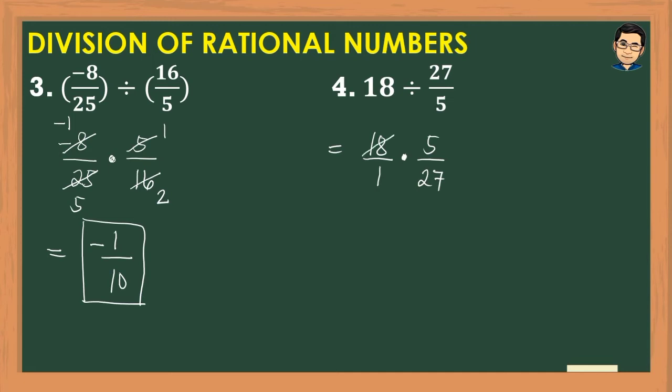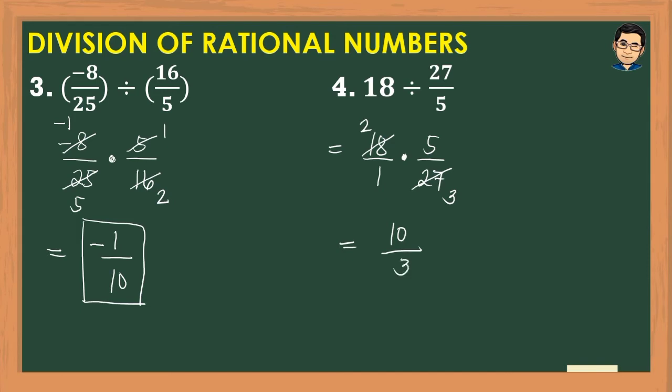So 18 will become 2. And then 27 will become 3. So remaining factors, so we multiply them. 2 times 5, that will become 10. 1 times 3, that is 3.